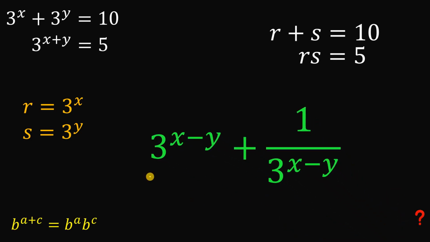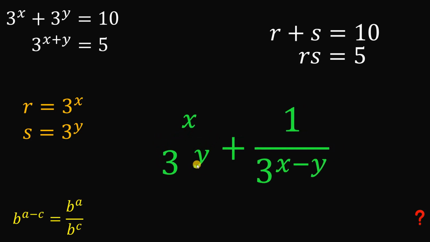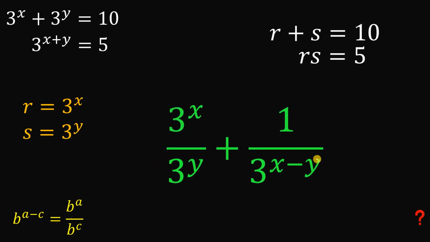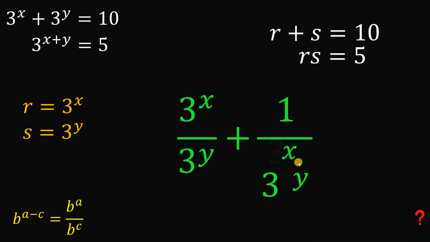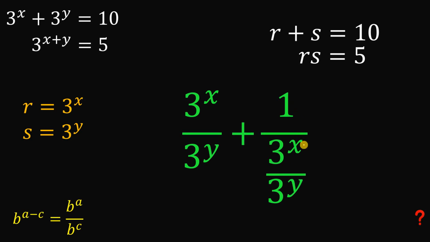Now, let's set aside those equations and let's get this expression that we want to evaluate. Now again, using some laws of exponent, 3 raised to the power of x minus y, we can use this because if we have b raised to the power of a minus c, we can rewrite this as b raised to the power of a over b raised to the power of c. So 3 raised to the power of x minus y, we can rewrite this as 3 raised to the power of x over 3 raised to the power of y. And we can do the same thing in this term on the denominator. Now at this point, what we're going to do is to get the reciprocal of this term.